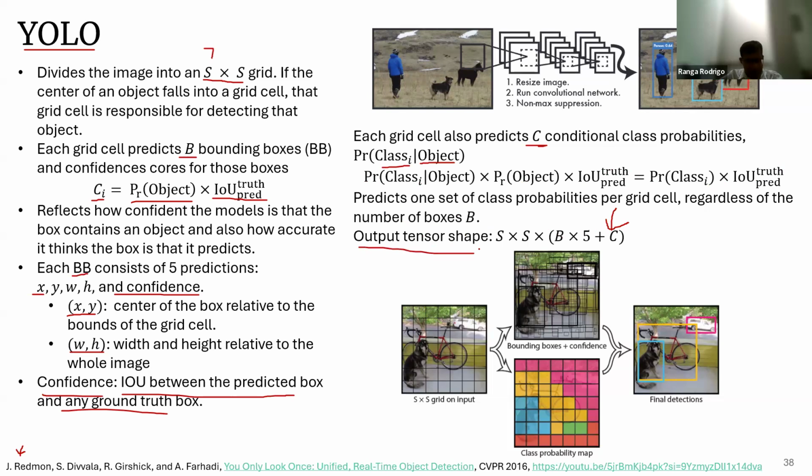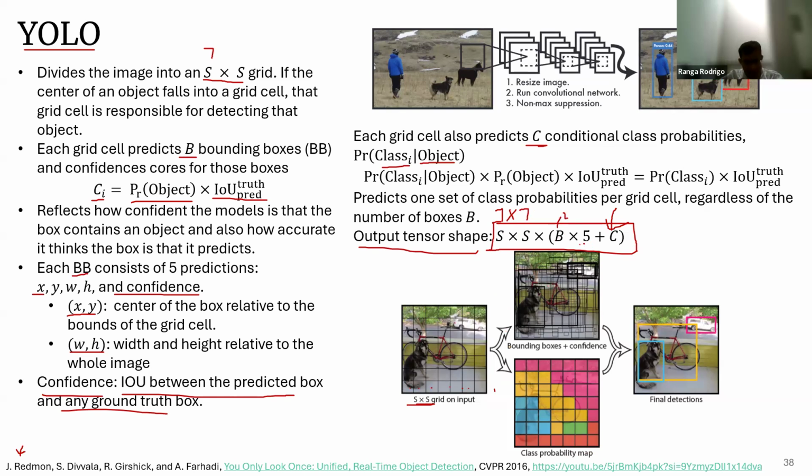Output tensor shape, that is very important. The shape of the output tensor is S times S times (B times 5 plus C). What is S times S? Here you can see how they have divided the image into S times S: 1, 2, 3, 4, 5, 6, 7. 7 times 7, right? In each of those cells, they locate how many bounding boxes? Usually two bounding boxes.